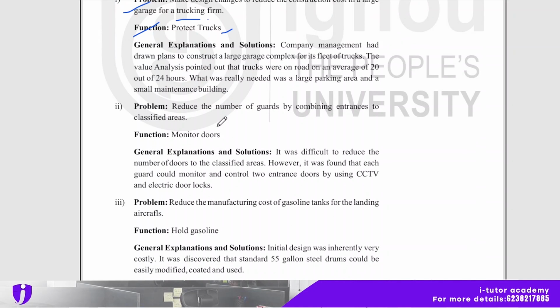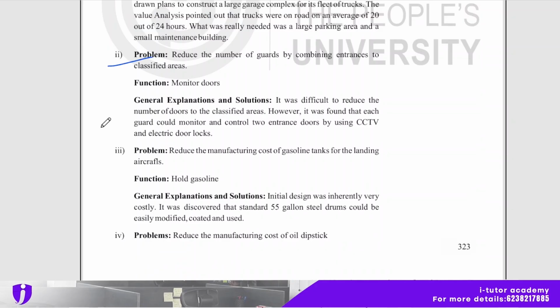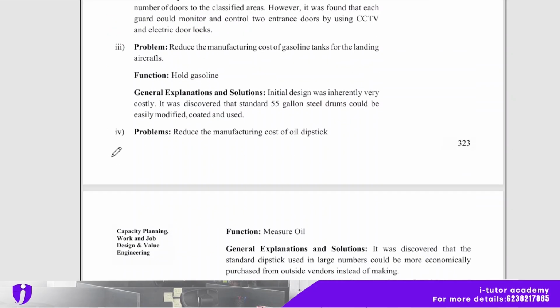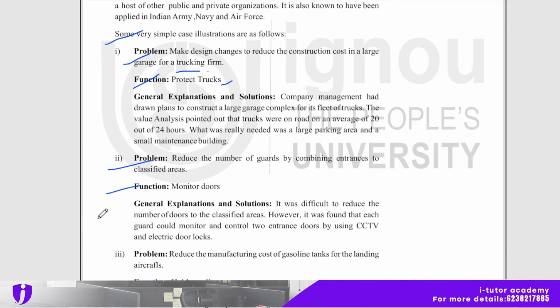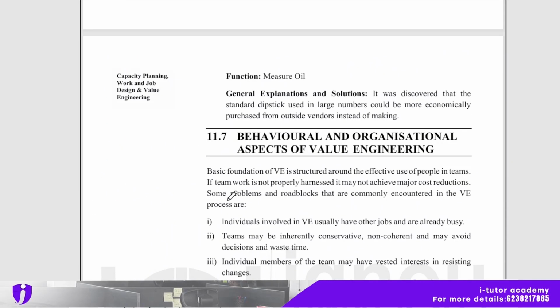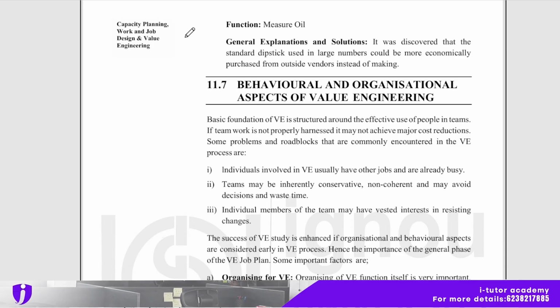Okay, so these are very simple cases. Around four cases are here, and for each there is a problem, a function, and a general explanation. So please go through your study material.